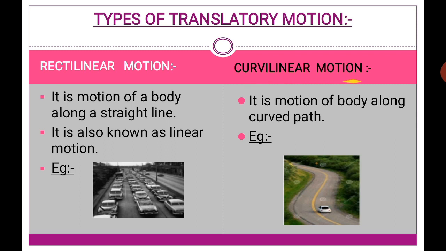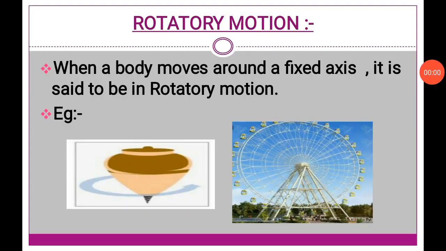Next we will see curvilinear motion. It is the motion of a body along a curved path. Whenever any curved path is there, you can see this path is curved on which the car is moving. So this type of motion is known as curvilinear motion. So a car moving around a curved path is an example of curvilinear motion.